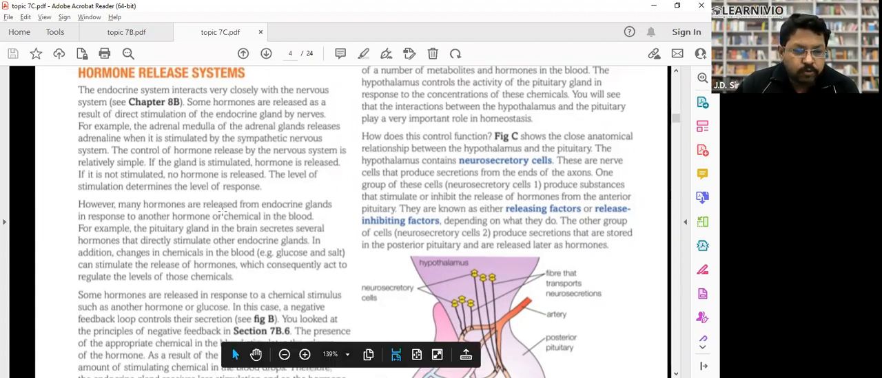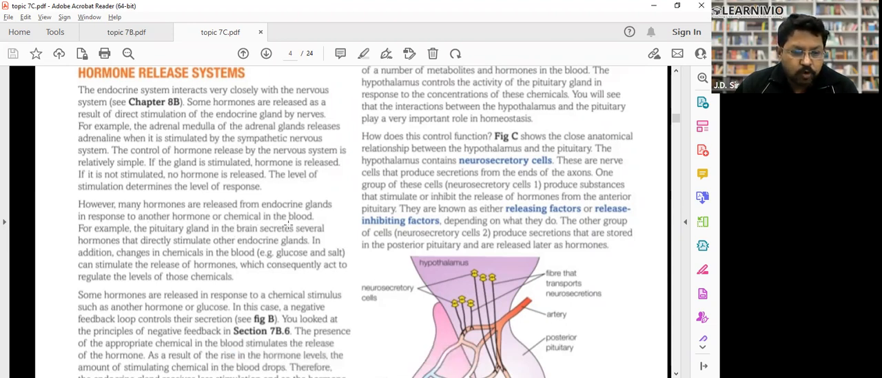However, many hormones are released from the endocrine gland in response to another hormone or a chemical in the blood. For example, the pituitary gland in the brain secretes several hormones that directly stimulate other endocrine glands. In addition, a change in chemicals in the blood can stimulate the release of hormones, which consequently act to regulate the level of those chemicals.